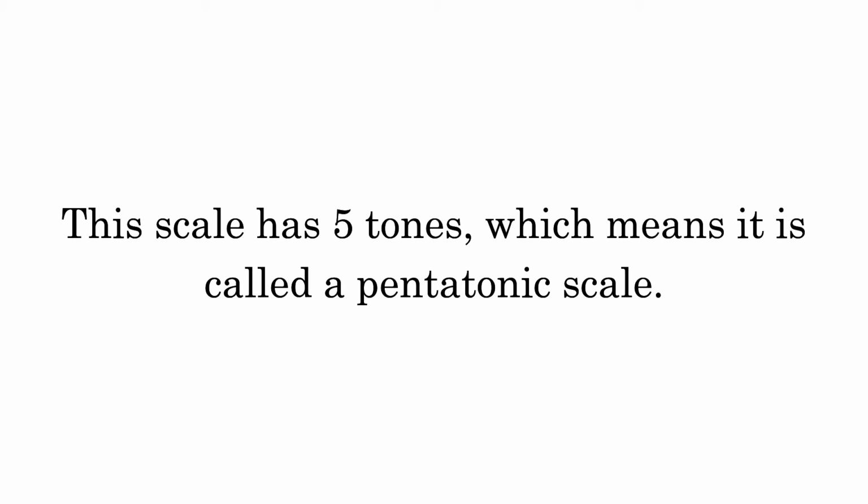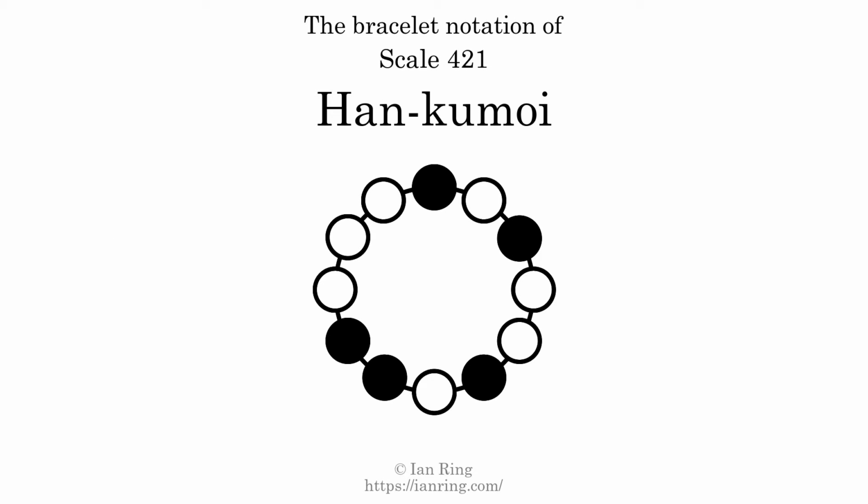This scale has 5 tones, which means it is called a pentatonic scale. This is a bracelet notation diagram of scale 421. The shaded circles represent tones that appear in the scale, and they are read clockwise, starting at the top.